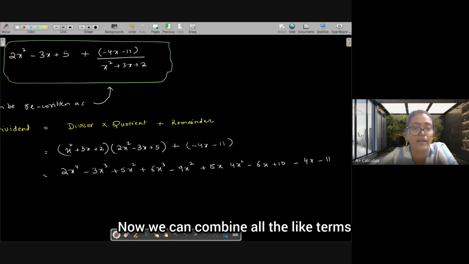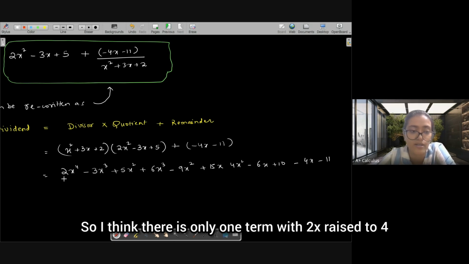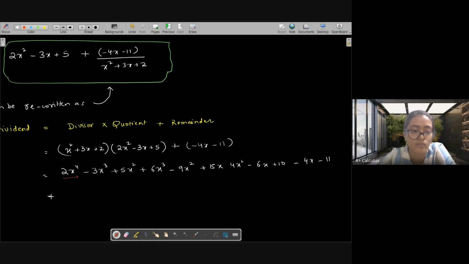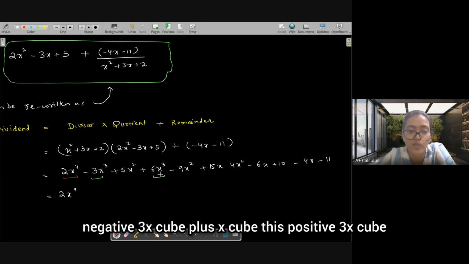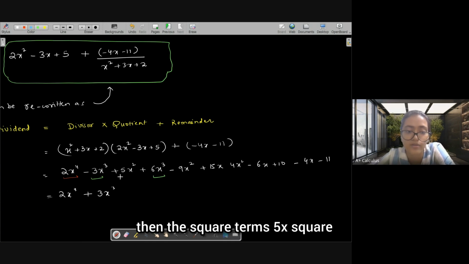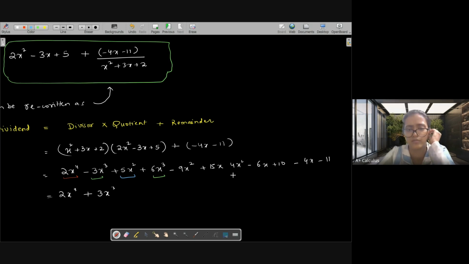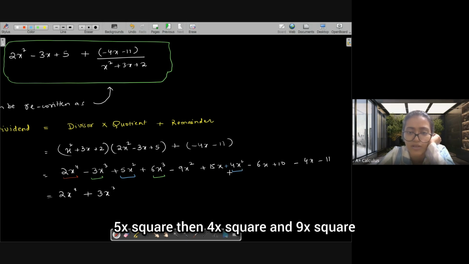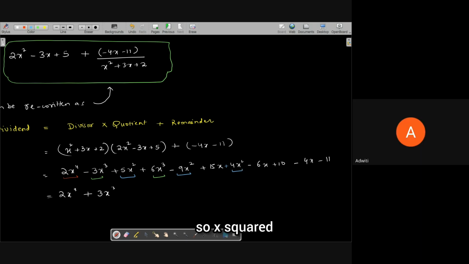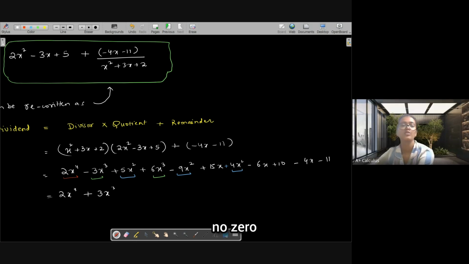Now we can combine all the like terms. So I think there is only one term with 2x raised to 4. Then the cube terms, this is x cubed. That's it. So negative 3x cubed plus x cubed is positive 3x cubed. Then the square terms, 5x squared. Wait, what is this? 15x plus 4x squared. 5x squared, then 4x squared, and 9x squared. So x squared.